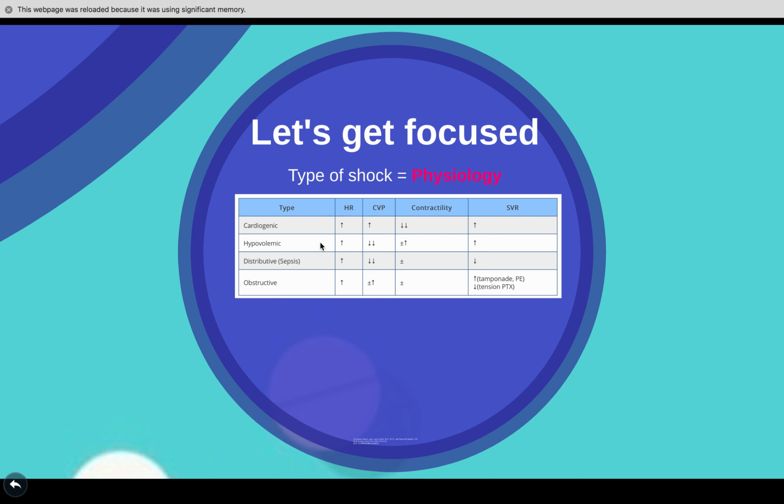But as you can see here, the heart rate does not help you distinguish which type of shock it is. The other one that's going to be helpful is your CVP. Obviously, you can measure that, but one of the surrogate markers for your CVP is your JVD.